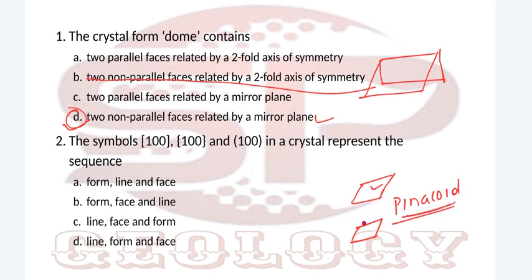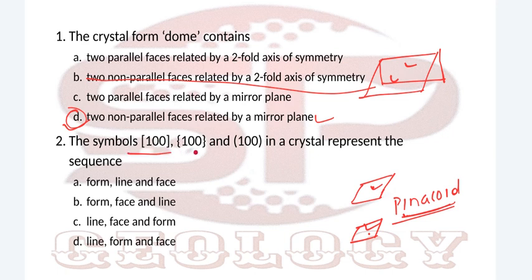Pinacoid has only two parallel faces. If you have two parallel faces, this is a pinacoid. If you have two non-parallel faces, it is a dome or sphenoid. A dome is characterized by a mirror plane, a sphenoid is characterized by a two-fold axis.